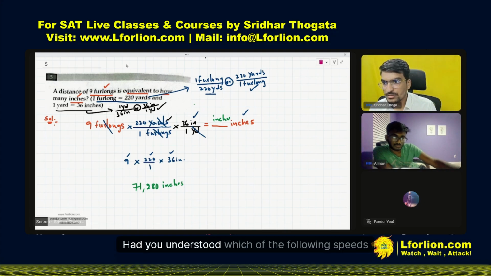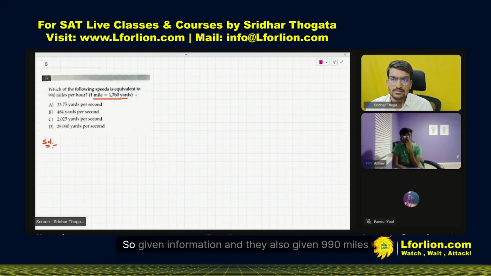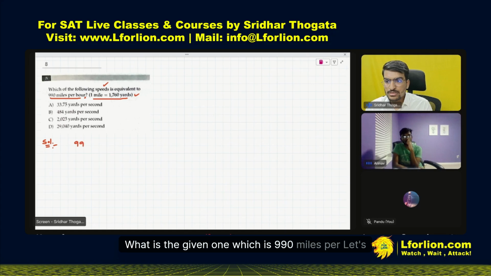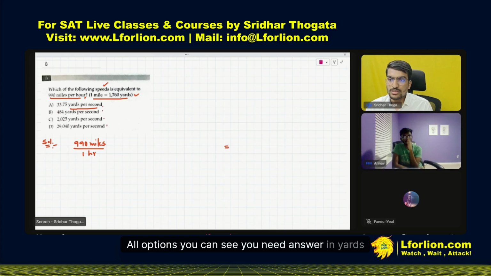Have you understood? Which of the following speeds is equivalent to 990 miles per hour? 1 mile equals 1760 yards. So that is the given information, and they also gave 990 miles per hour. Which of the following speeds will be equivalent to the given one? What is the given one? 990 miles per 1 hour. What do you need? You need the answer in yards per second. All options you can see. You need the answer in yards per second.